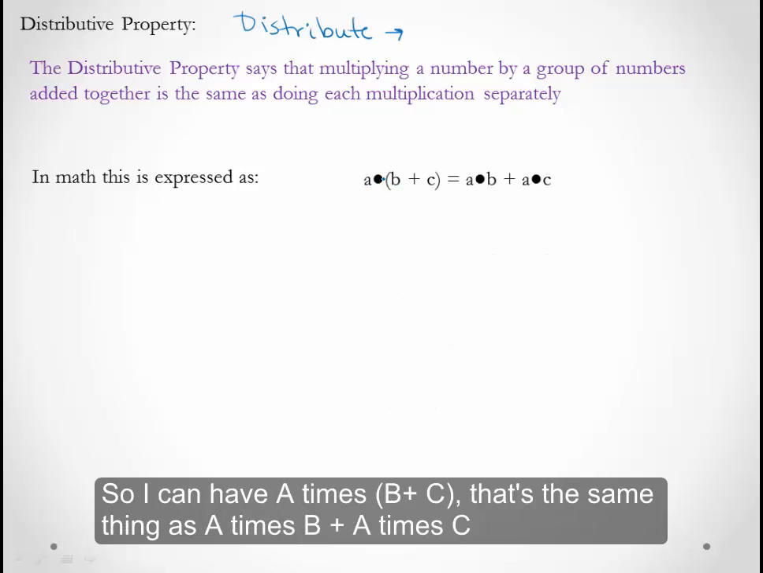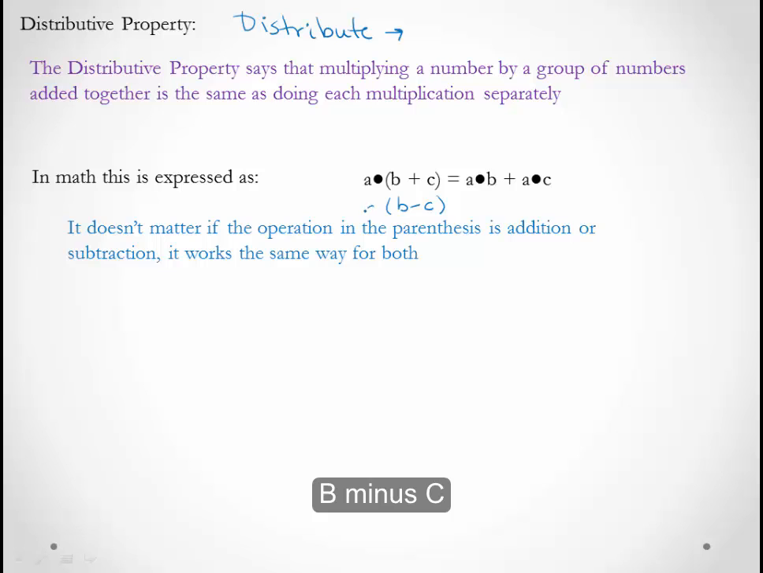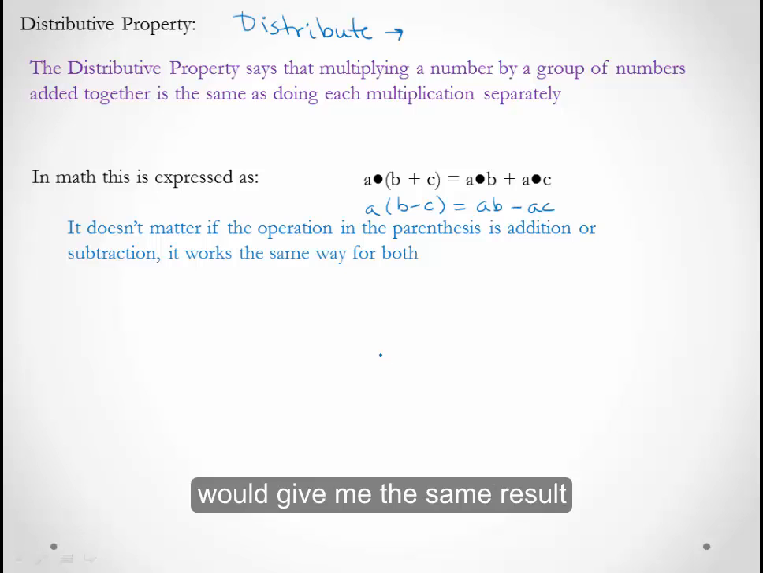So I can have a times b plus c. That's the same thing as a times b plus a times c. It doesn't matter if the operation in parentheses is addition or subtraction. So this could be b minus c. It would give me the same result.